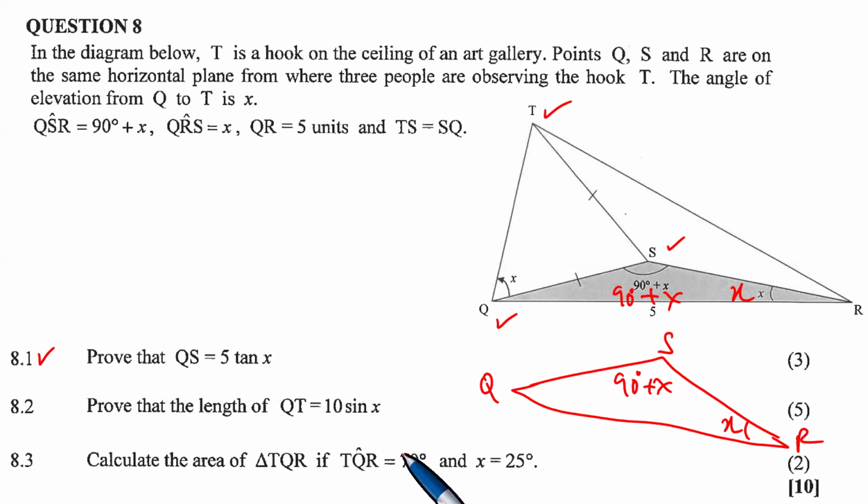What do you think? I'm giving you time. Because what are we supposed to prove? We need to prove this one, 8.1. QS is 5 tan X. So how do we prove this?